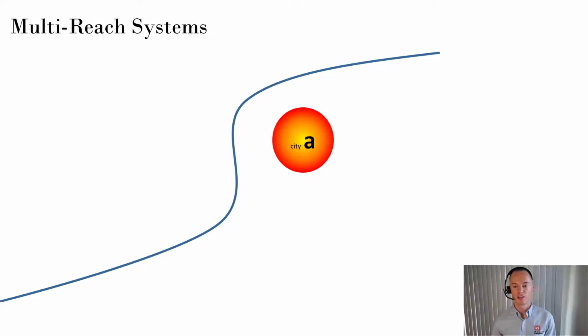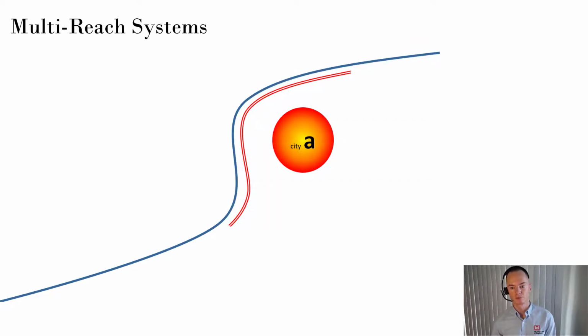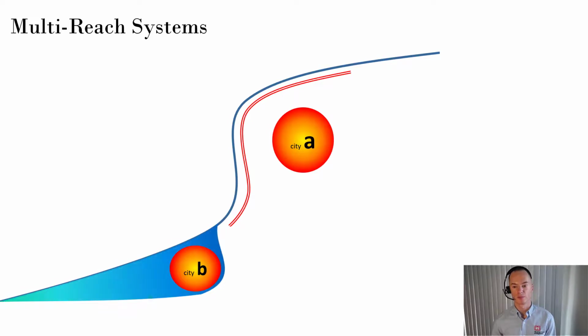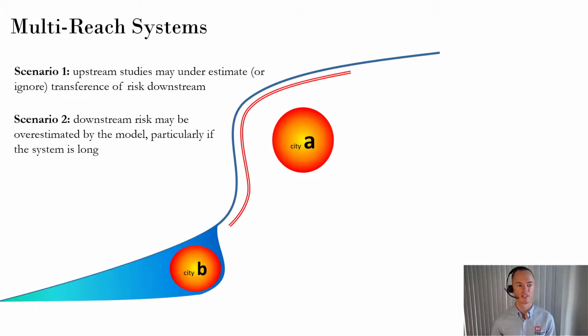Another limitation of HEC-FDA is the inability to characterize the hydraulic relationship between two reaches. It is thus not possible to rely on HEC-FDA to model transference of risk across a study area. This is possible to do using H&H analysis and by including all reaches in a multi-reach system in the study. If the study only contains upstream reaches, it is possible to underestimate the transference of risk to downstream. And if the study only consists of downstream reaches, it is possible to overestimate the risk by the model, particularly if the system is long.